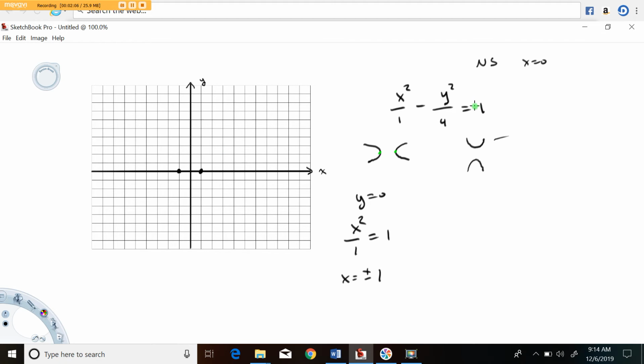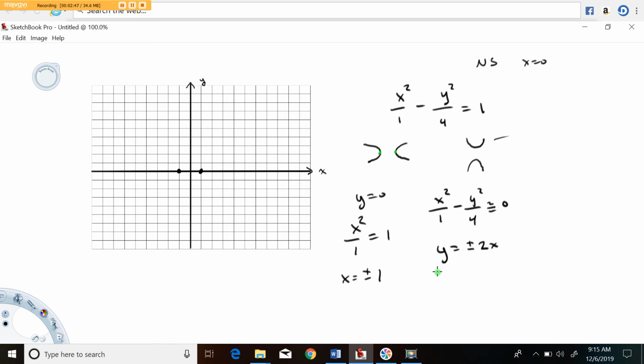You can find them basically by ignoring this one here and saying that, if we're a long way out, like x and y are very, very large, this one starts to matter less and less and less. So basically what we'd read here is x squared over 1 minus y squared over 4 is approximately equal to 0. If you solve this for y, by multiplying both sides by 4 and putting the y squared term on the other side, you're going to get y equals plus or minus 2x.